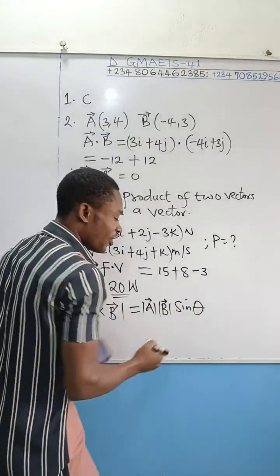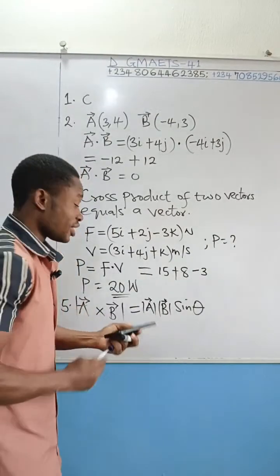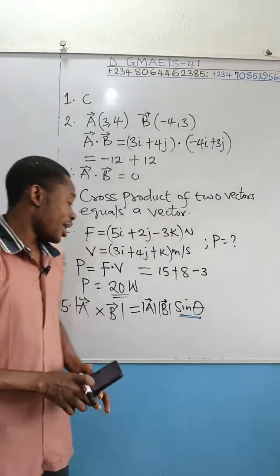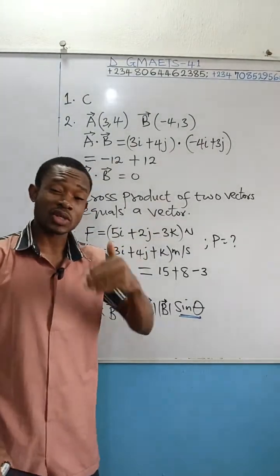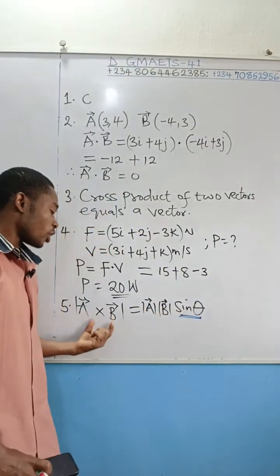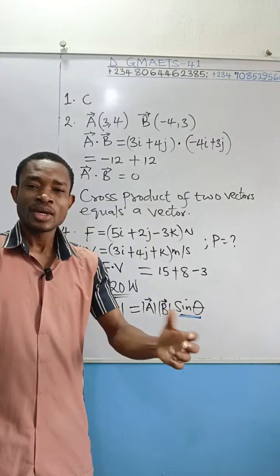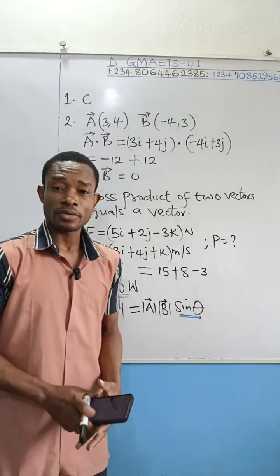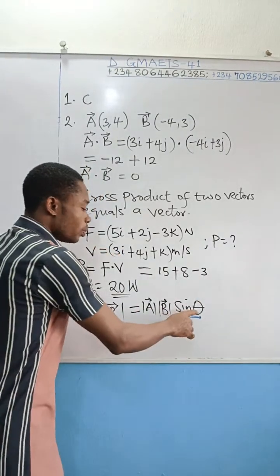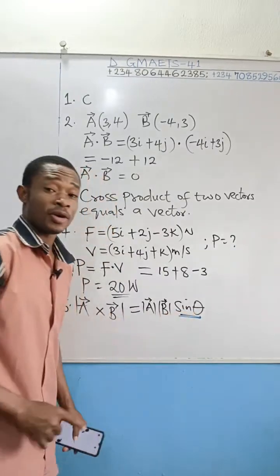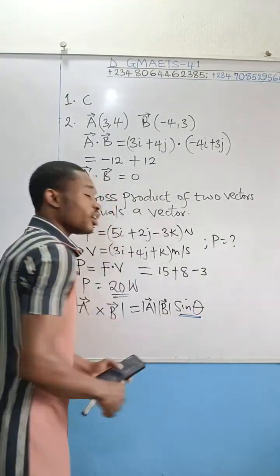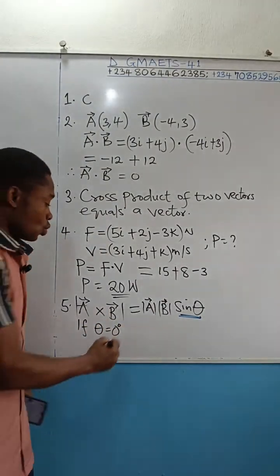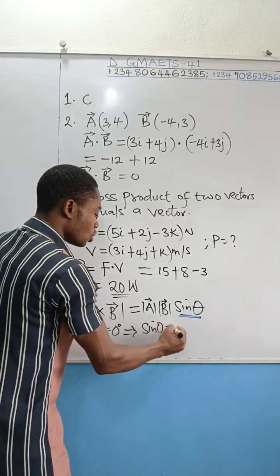Now, this quantity, sine theta, this mathematical function here is very, very important. Now, I am telling you that the cross product of the two vectors is equal to 0. What will make the cross product of two vectors to be equal to 0? Mathematically, that is when this mathematical function, sine theta, gives you 0. The question will now be, what will be the value of theta for sine theta to be 0? I'm going to write that here. If theta is equal to 0 degrees, we know that sine 0 is equal to 0.